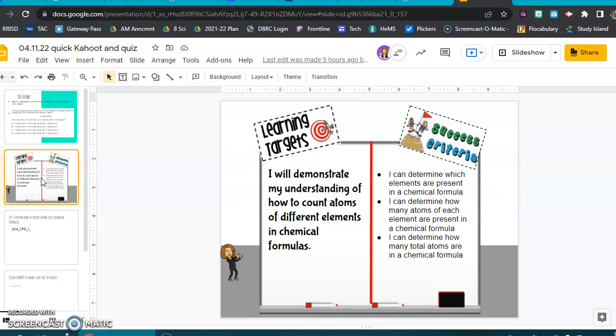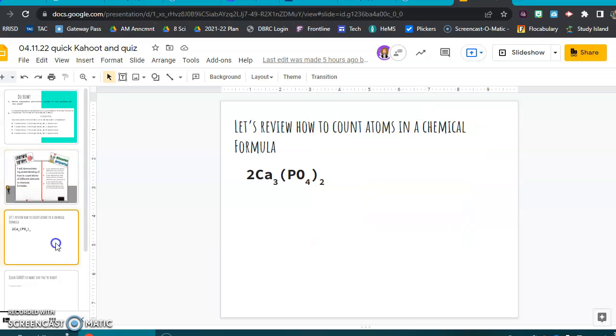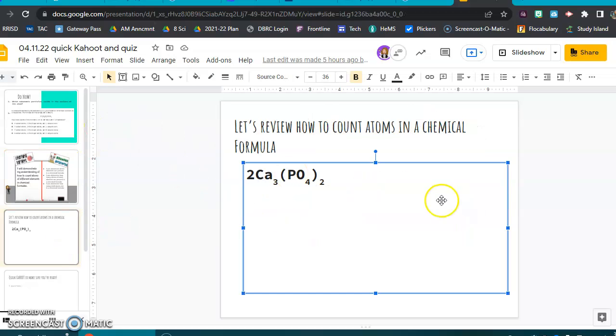So today we're going to demonstrate your understanding of how to count atoms of different elements in chemical formulas. We can determine the elements that are present in the formula, determine how many are present, and then determine the total number. So let's take a look at this. If we were going to do this, I want to show you, I'm going to come on over here. This is how we would do it.